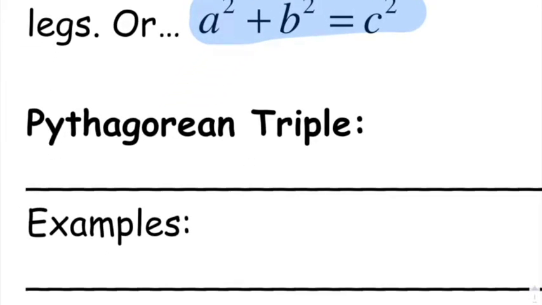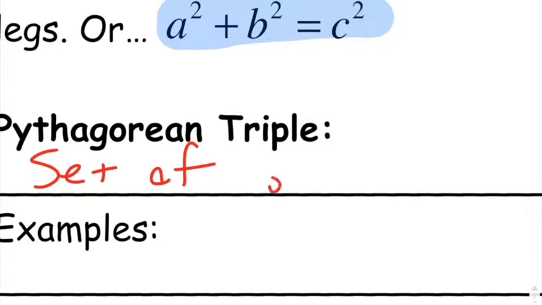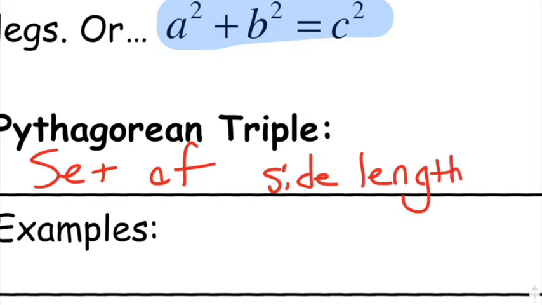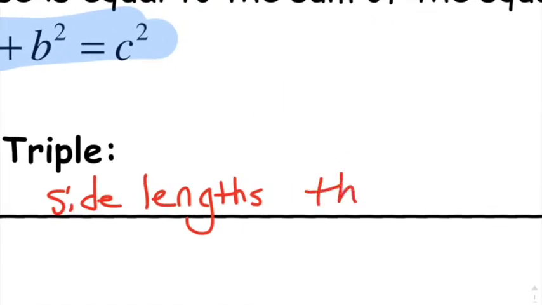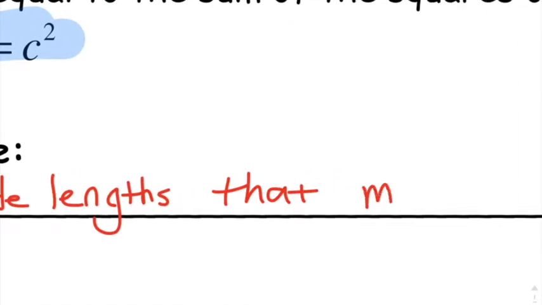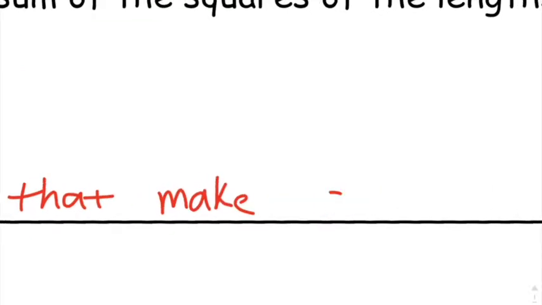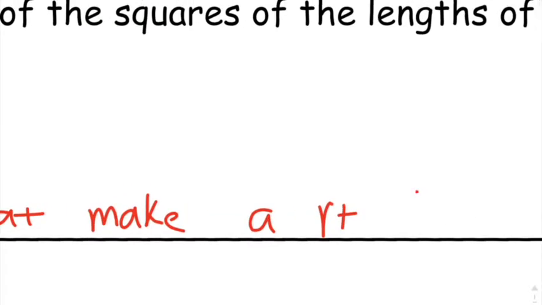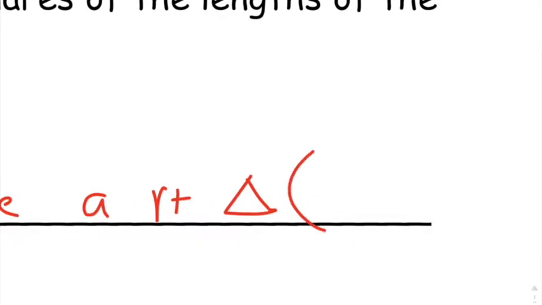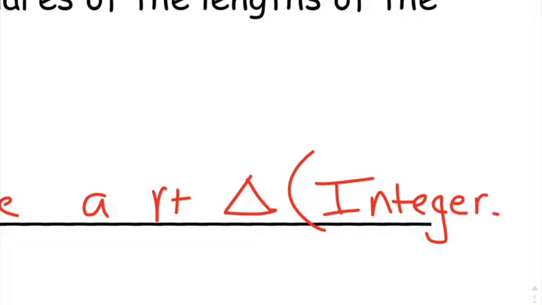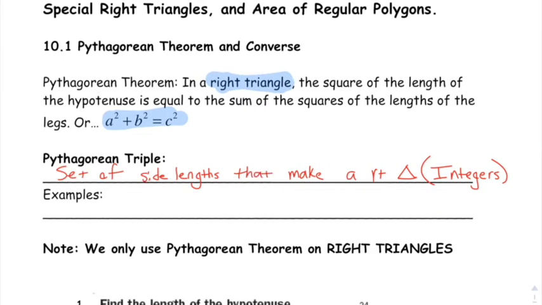Now you got Pythagorean triples here, and this is kind of interesting. A Pythagorean triple is a set of side lengths that make a right triangle. And here's the specific thing about these side lengths: these are all going to be integers, so we're thinking about positive whole numbers in this case.